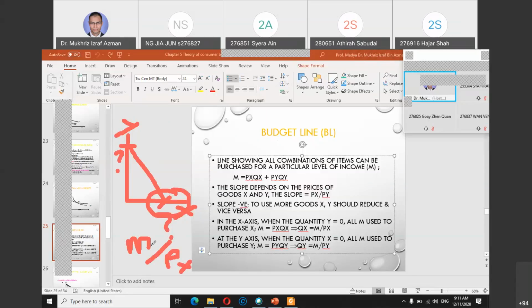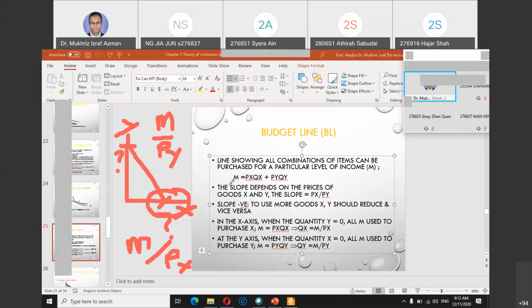So M is your income just now. Income divided by the price of X will give you the intersection point on the X-axis, and vice versa. To find the intersection point of Y, simply take your income level divided by the price of Y. That will give you M over PY, the value of this intersection point. So M over PY gives you this point, and M over PX gives you this point here. Once you obtain these two points, you can just connect them and obtain your budget line.